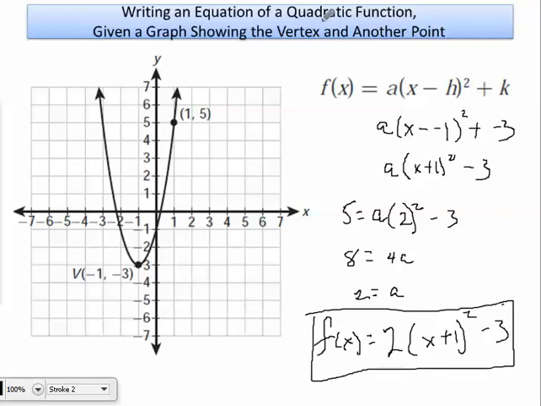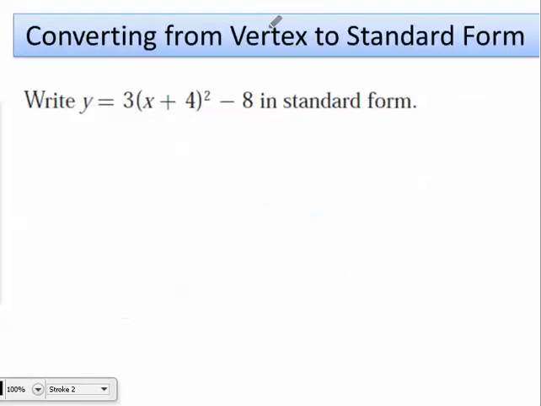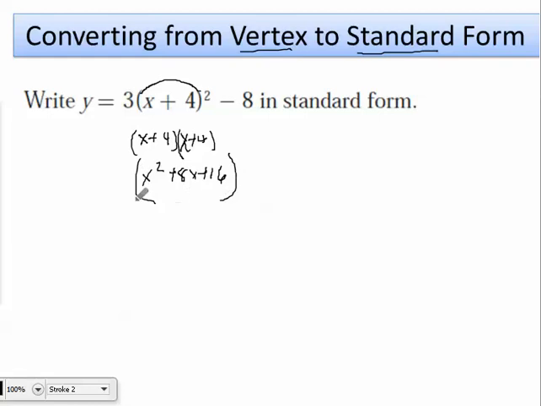Okay? Let's move forward to the next topic here. If I want to take something that's in vertex form and put it in standard form, I have to first of all square this. Well, x plus 4 squared. That's x plus 4 times x plus 4. Okay? Well, I got to use the FOIL method to do this. I'm going to get an x squared plus 8x plus 16. And I will be multiplying this whole thing by 3 and then subtracting 8 from it.